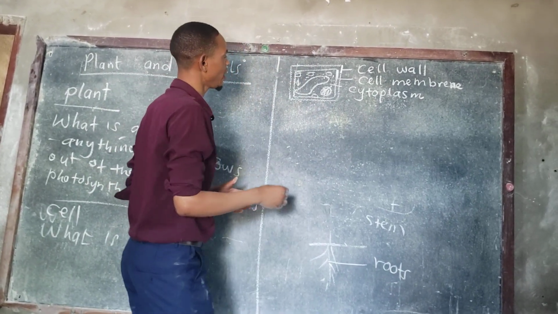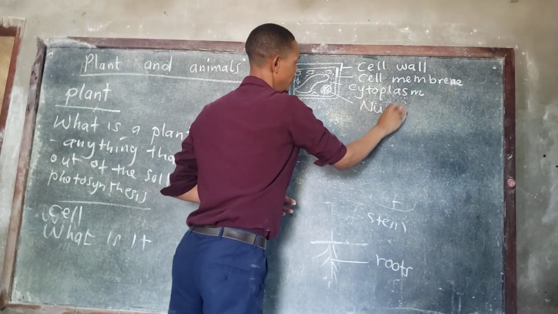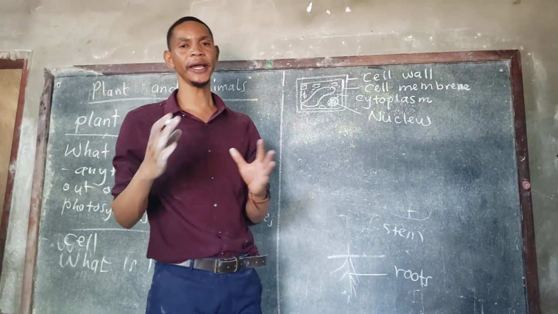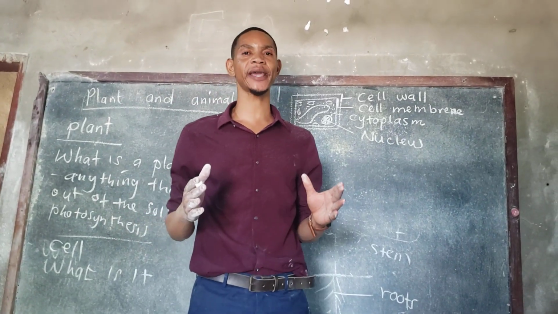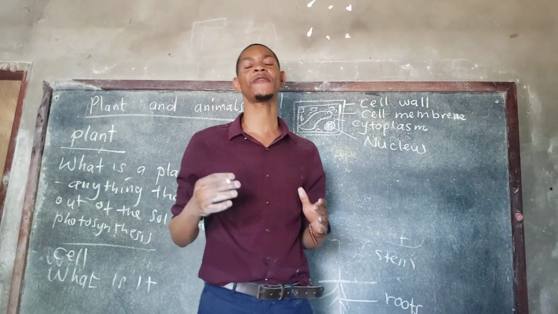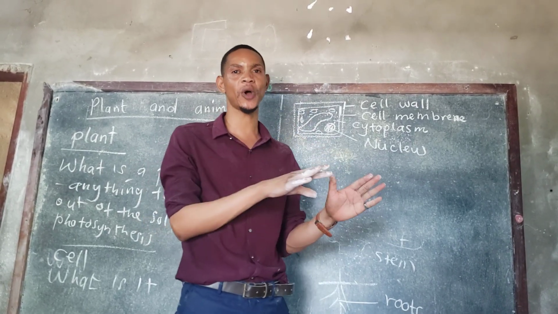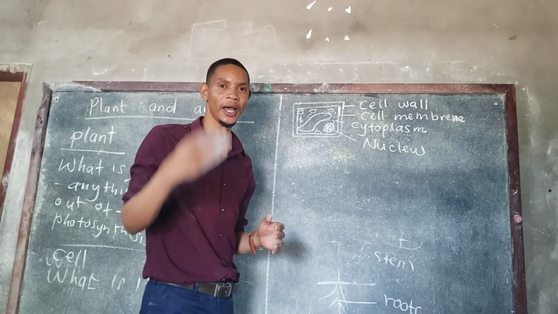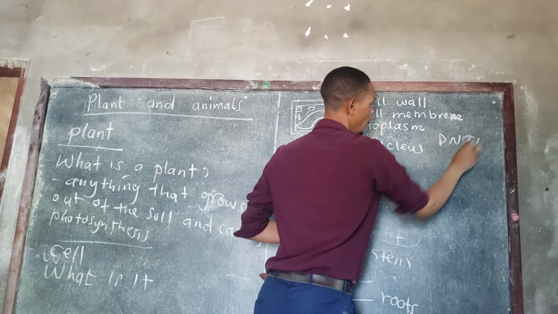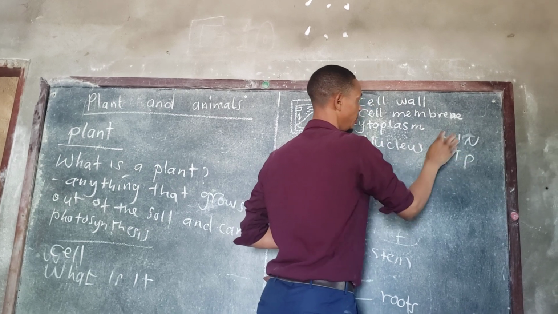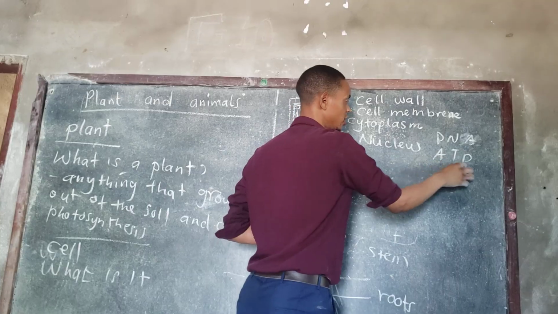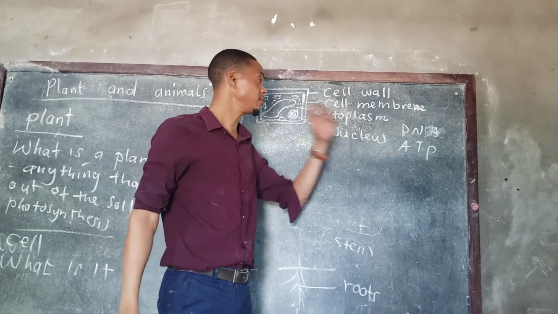Then I have the other one, called the nucleus. The nucleus contains the DNA. DNA stands for deoxyribonucleic acid. Then ATP stands for adenosine triphosphate. These are the terms that you need to understand when we talk about DNA and ATP: deoxyribonucleic acid, adenosine triphosphate. You need to understand these terms.